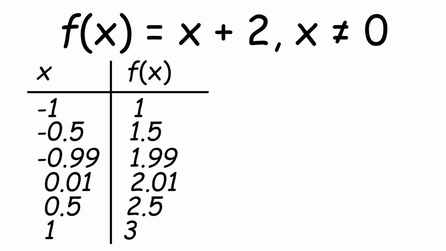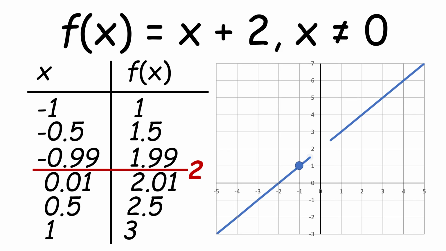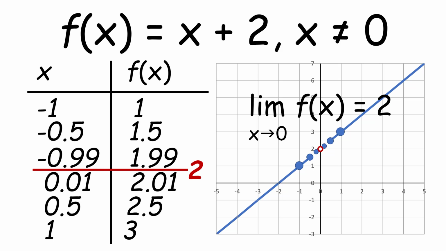Now if you examine that table, you'll see that the values returned by the function are converging on the same value as x approaches 0 from either direction. The value they're converging on is 2. Well, let's take a look at that on the graph. And sure enough, we can see that 2 lies on the line where x is 0, even though the function is non-continuous at that point. So the limit for our function when x is approaching 0 is 2.